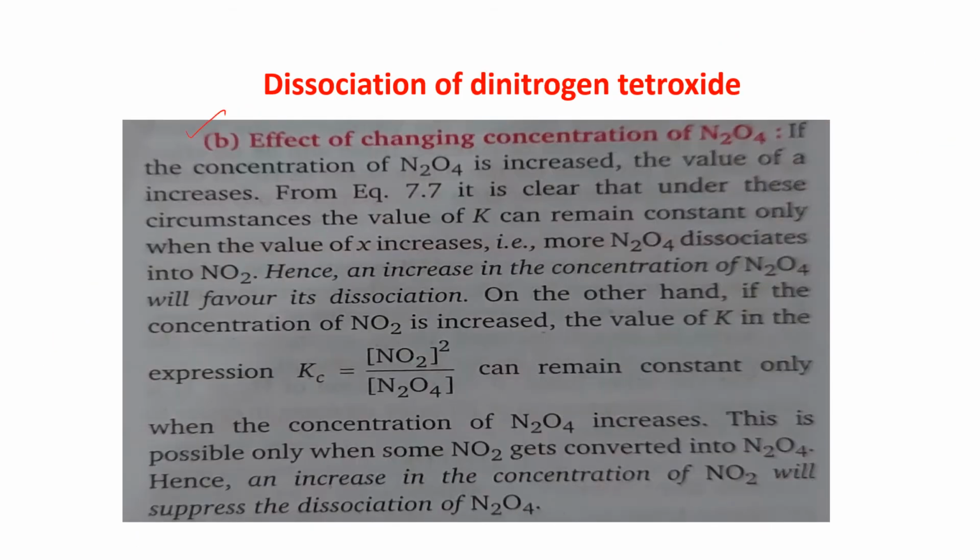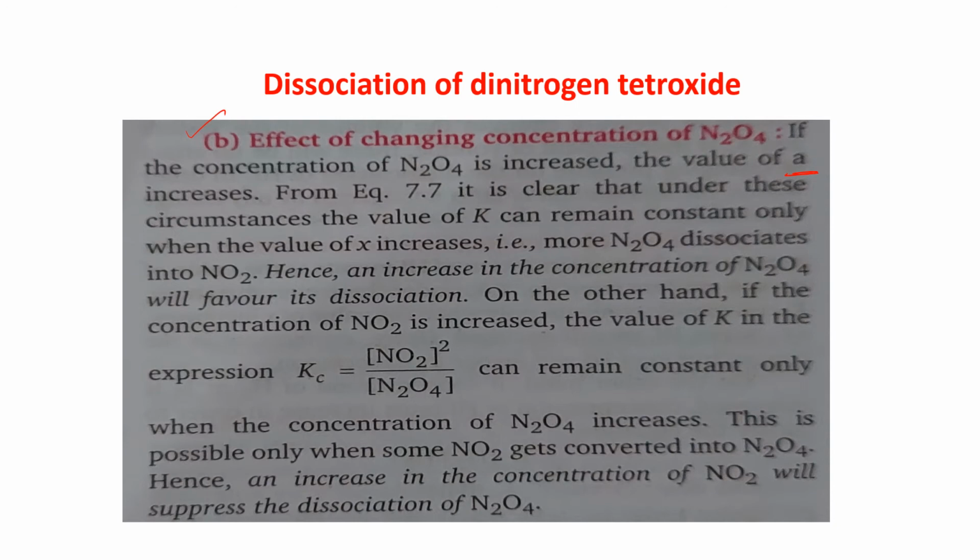Number 2, effect of changing concentration of N2O4. If you change the concentration of N2O4, then what will happen? Suppose I increase the concentration of N2O4. Whatever we have taken initially, we are taking more than that. Then the value of A increases because we have taken more, the concentration is more, so the value of A will increase.